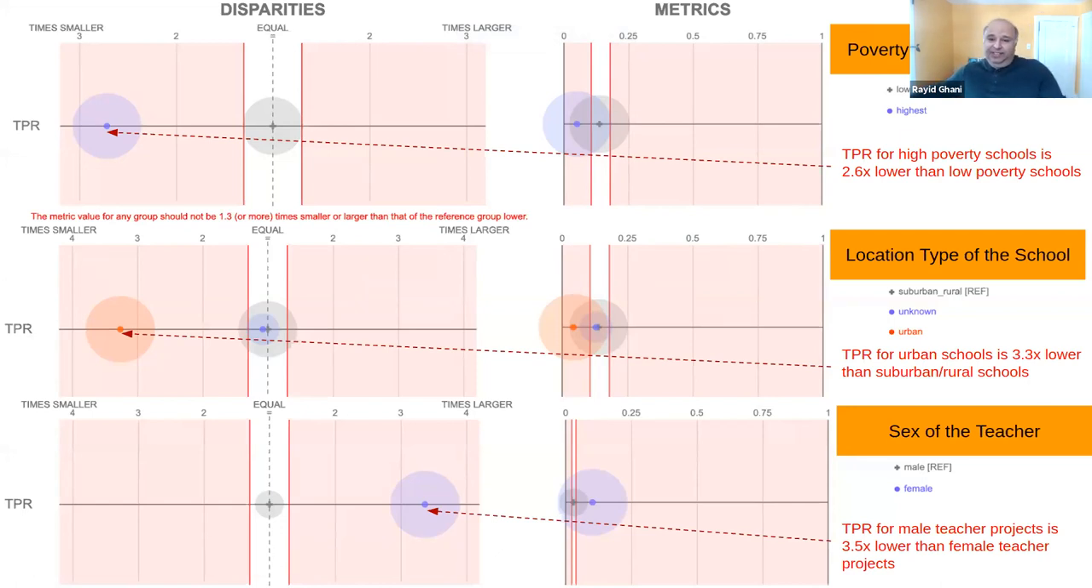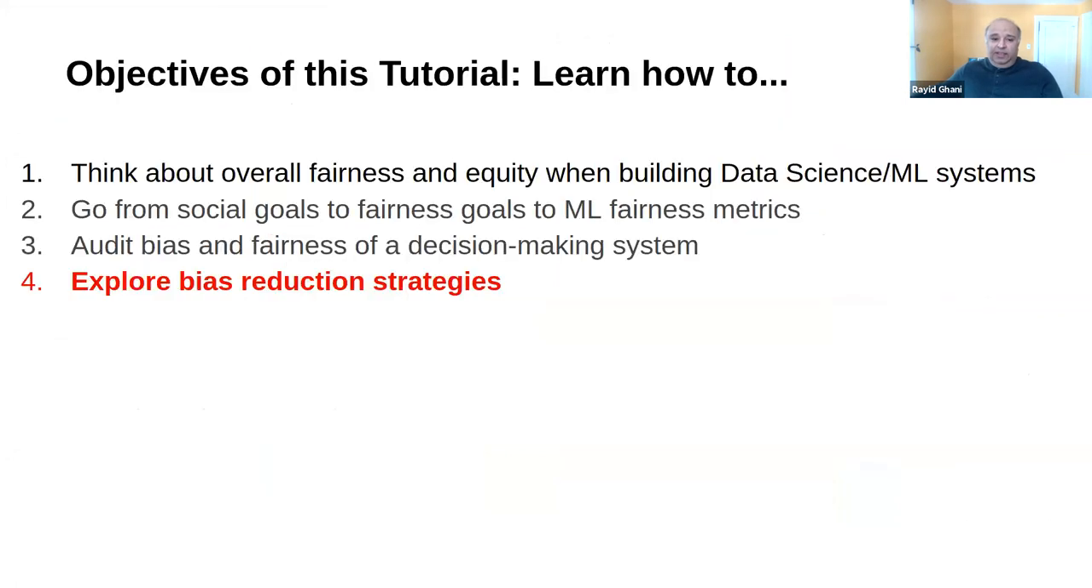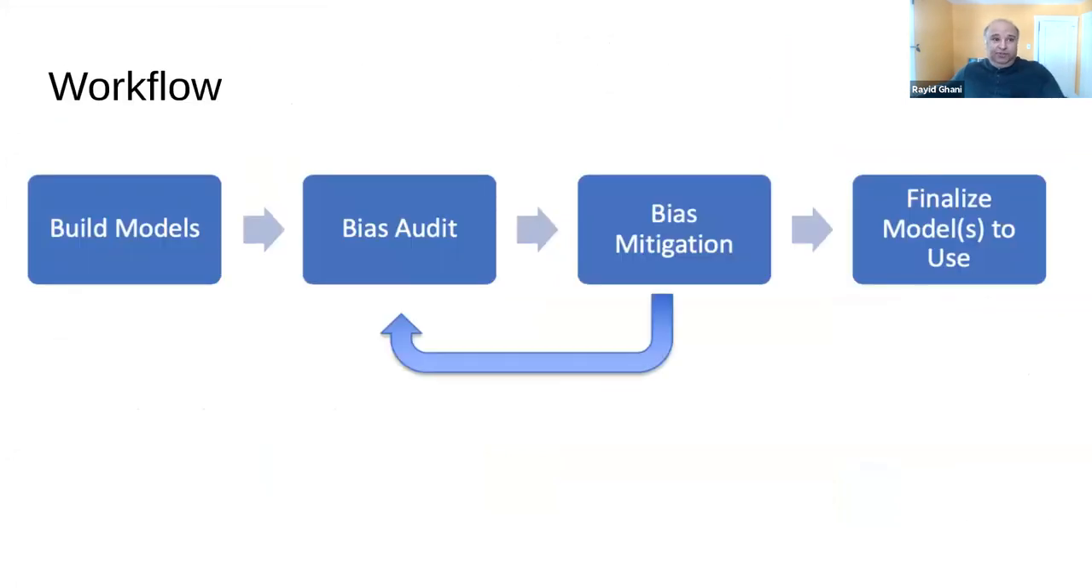So now the question is, is it good enough to use? And if it's not good enough, could we do something better? Could we improve these disparities? And so that's what we're going to go into next.